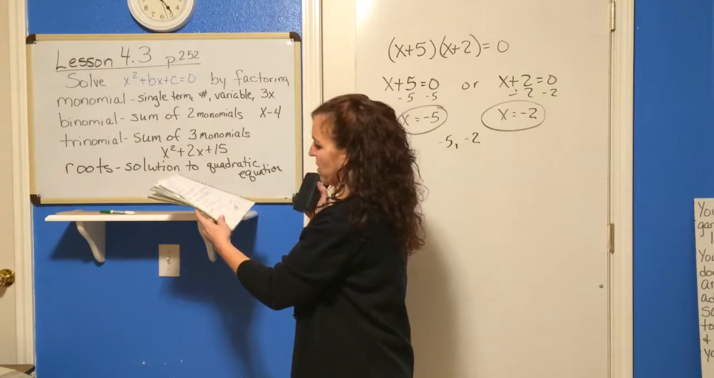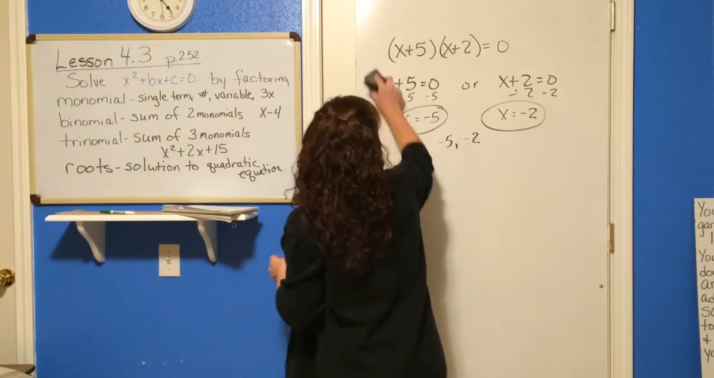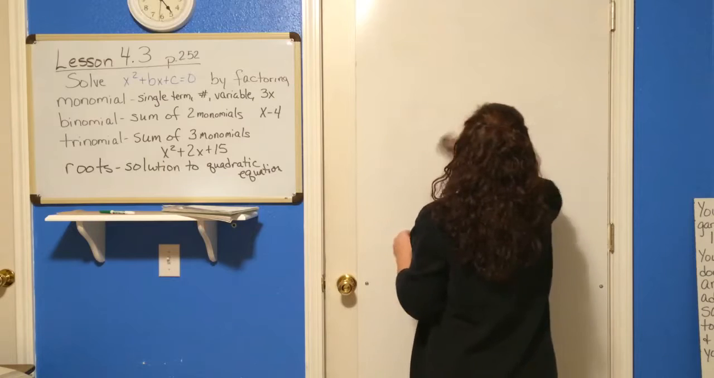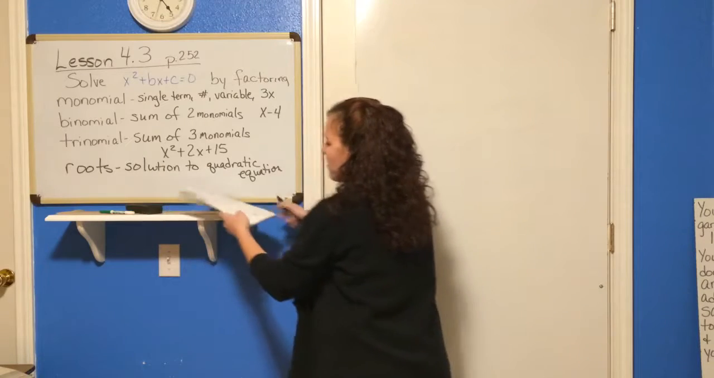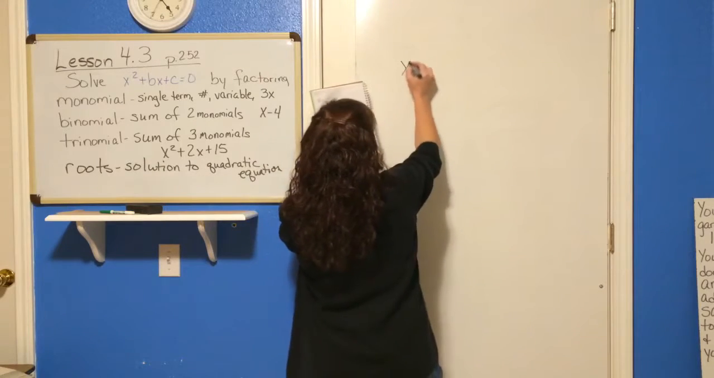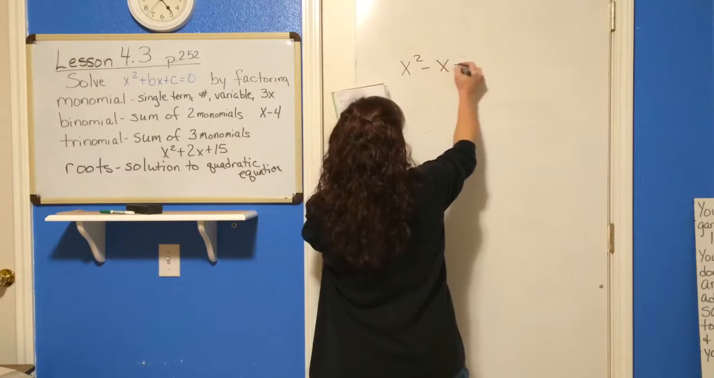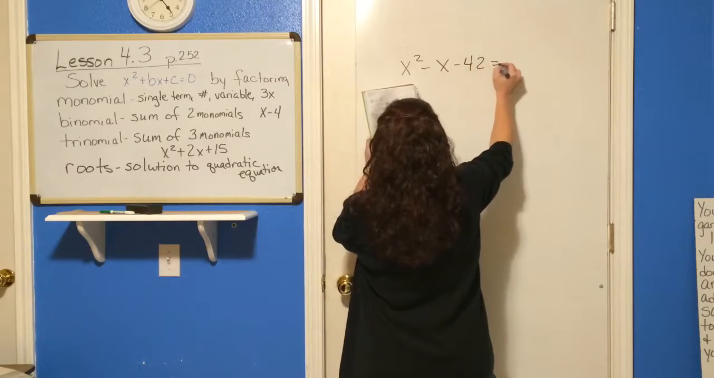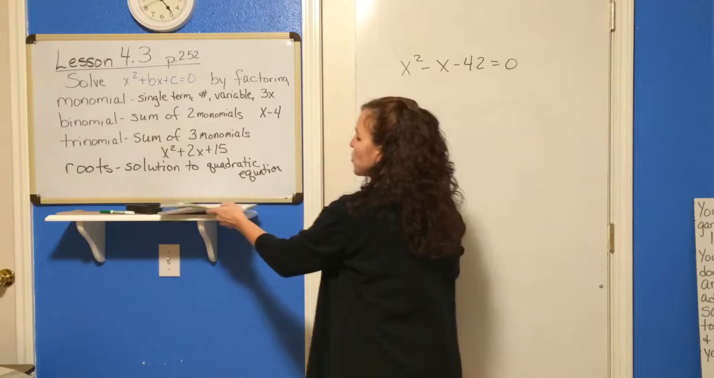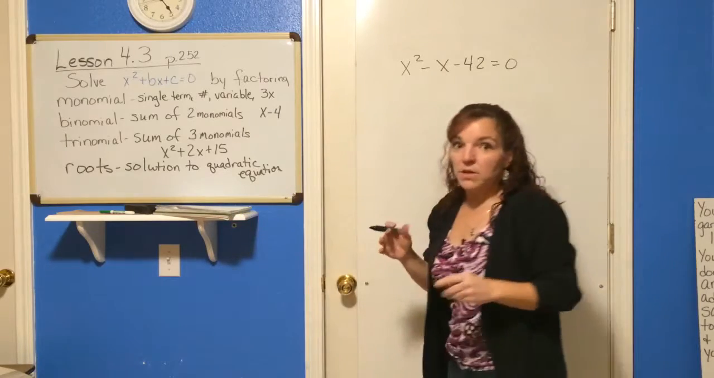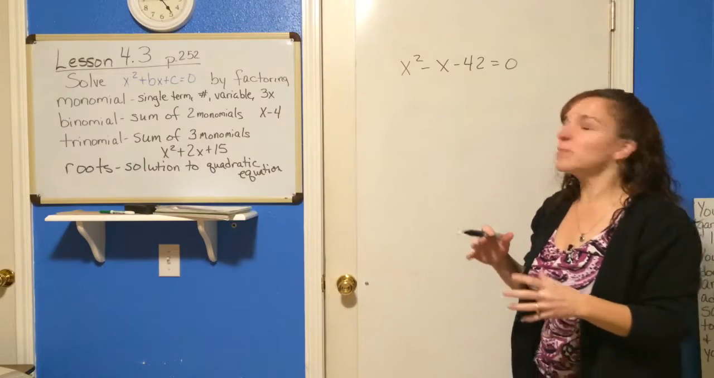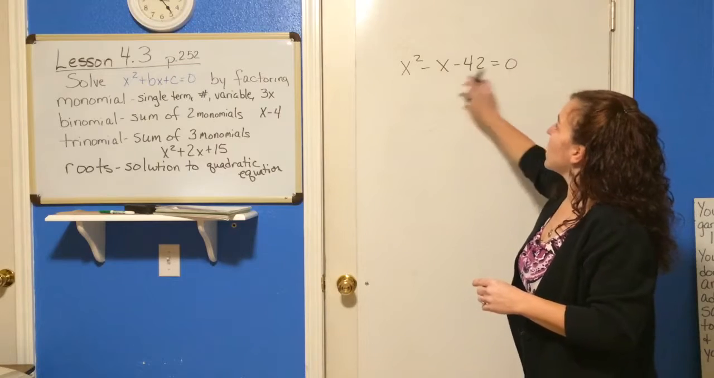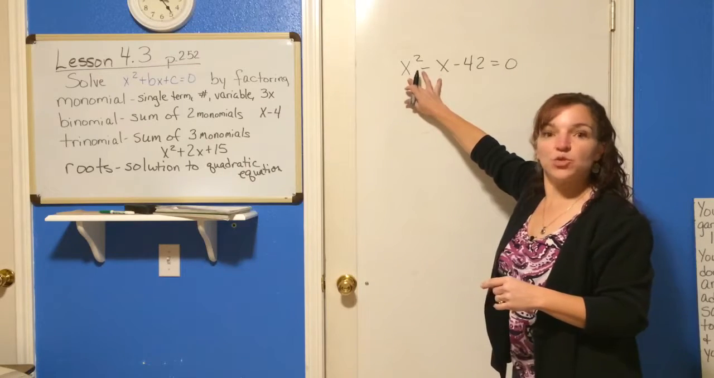Let's have you do one. What I'll give you is something that looks like this: x squared minus x minus 42 equals 0. And I'll say find the roots. What that means is find the answers. What do you multiply together to get 0? When is this a true statement?